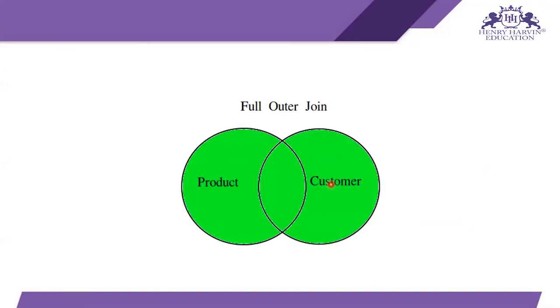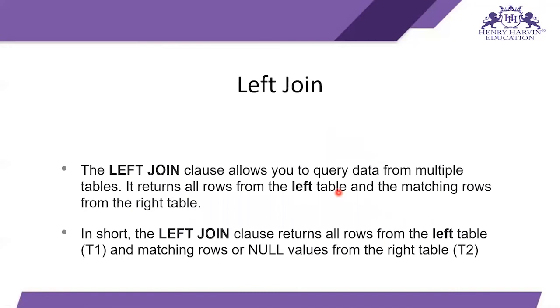Next, here's the simple diagram. As you can see, you take a product data set, then next you take a customer data set, and you combine all the rows of both in such a way that you get a new data set. So next comes the left join.